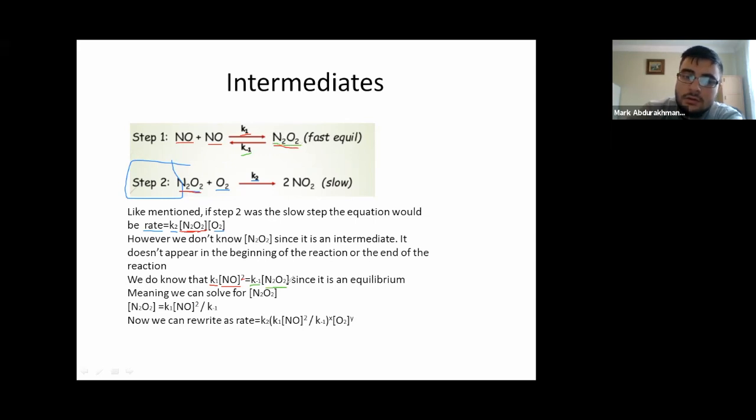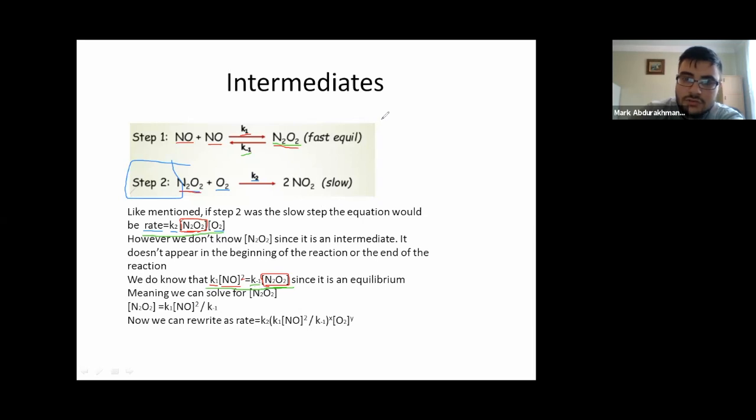Okay, now you notice that you have these two equations: the rate equation and this other equation. They both have this term, which I'm going to highlight in red, the concentration of N2O2. So just like in math or physics or anything else, you can combine these two equations into one equation.